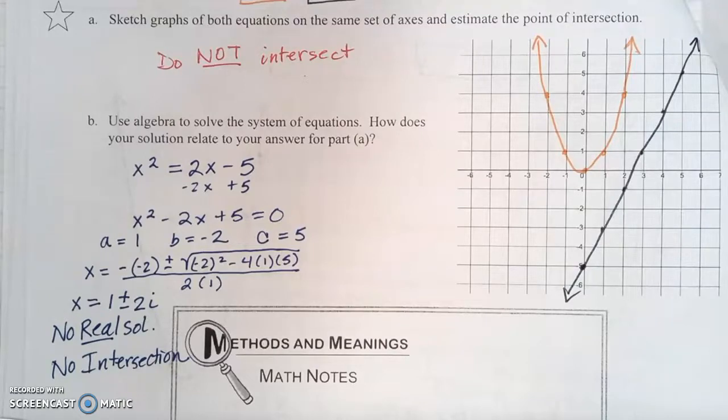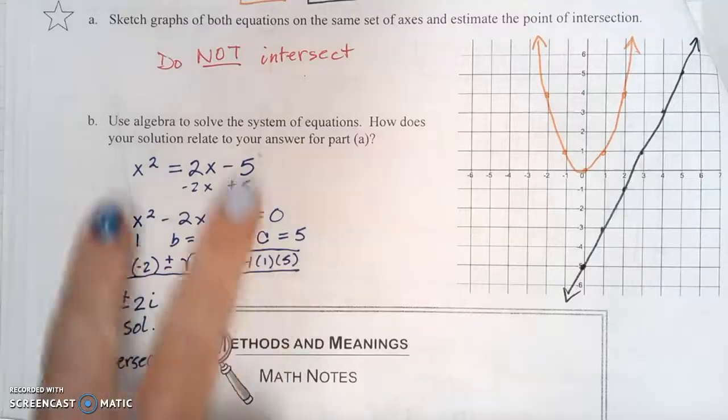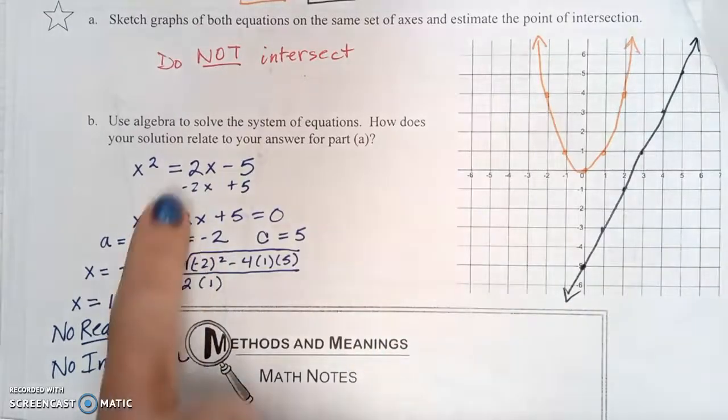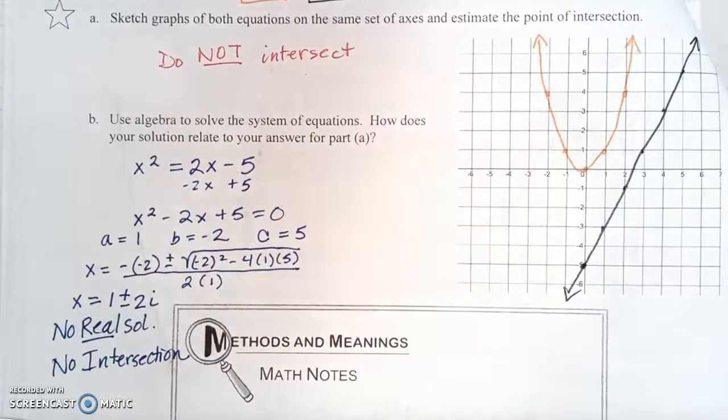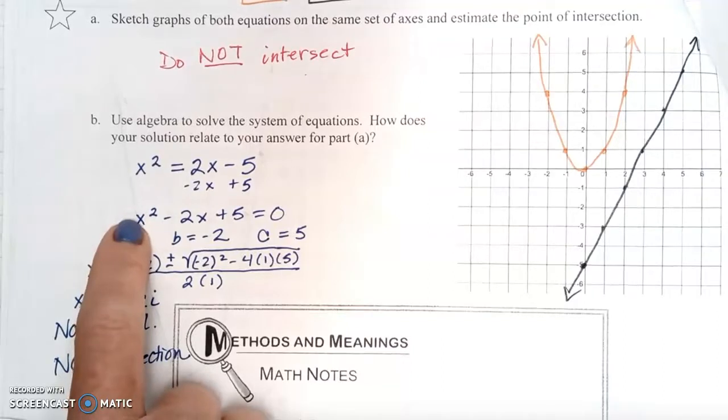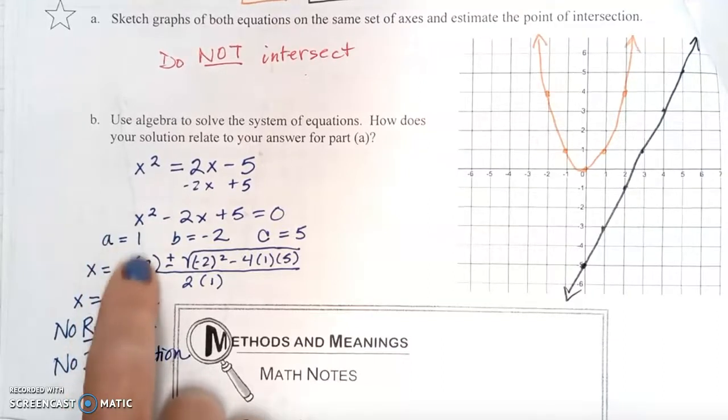Okay? For part B, now they want us to show by using algebra to solve the system of equations. How does your solution relate to your answers in part A? Okay? So we're going to set the two equations equal to each other. That's called the equal values method. We want to set it equal to 0, so subtract the 2x and add the 5. That gives us a standard form, so we can take the coefficients of each term and get our a, b, and c.